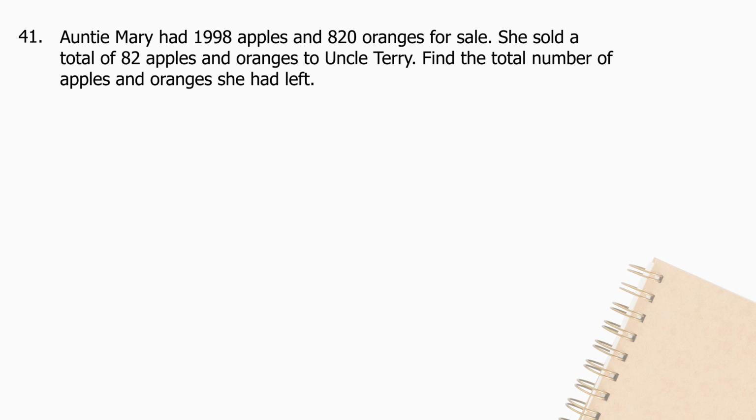Question 41. Auntie Mary had 1,998 apples, and 820 oranges for sale. She sold a total of 82 apples and oranges to Uncle Terry. Find the total number of apples and oranges she had left.